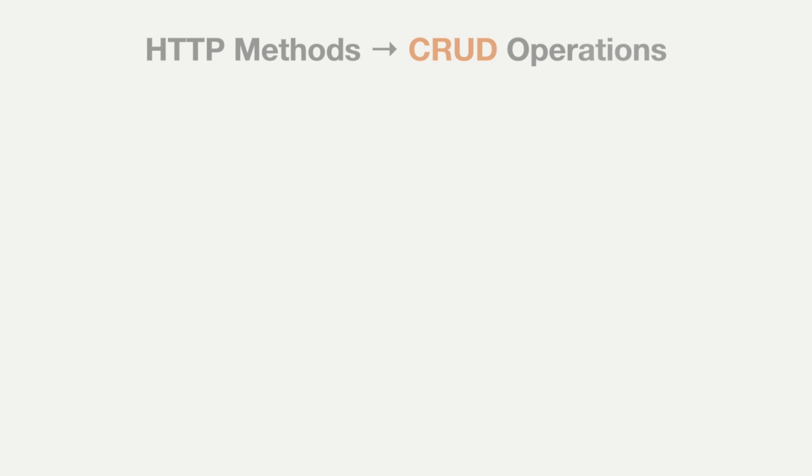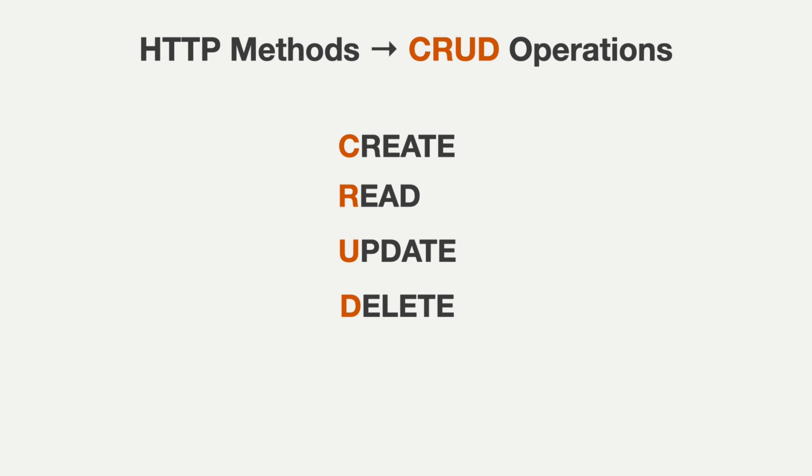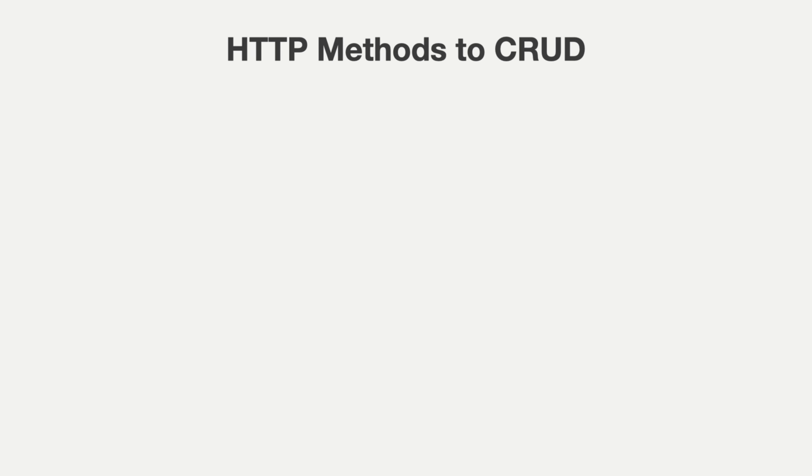Now let's talk about HTTP methods. You've probably heard the term CRUD. CRUD stands for create, read, update, delete. The four basic operations you can perform on data. These four operations cover the majority of what you do with a database or API. Now let's see how REST maps these operations directly to HTTP methods.